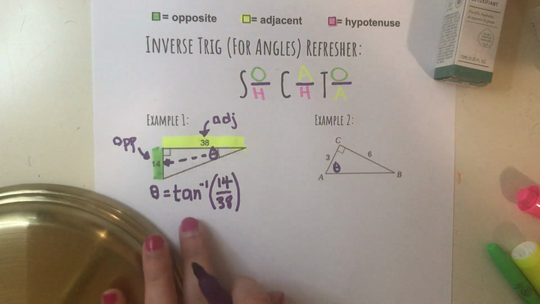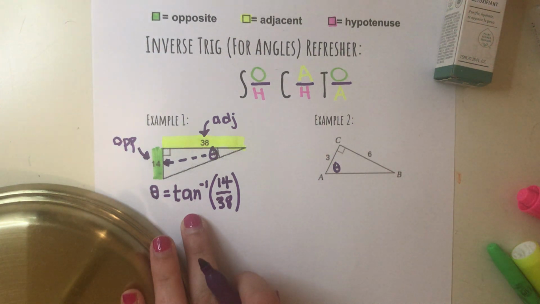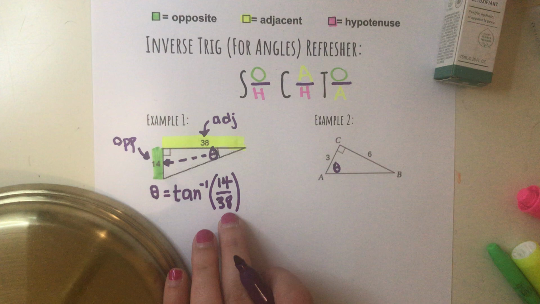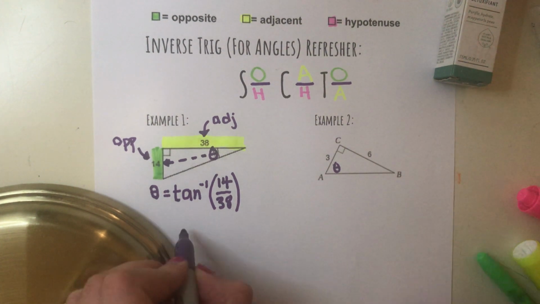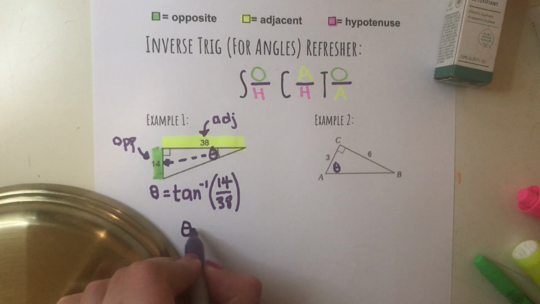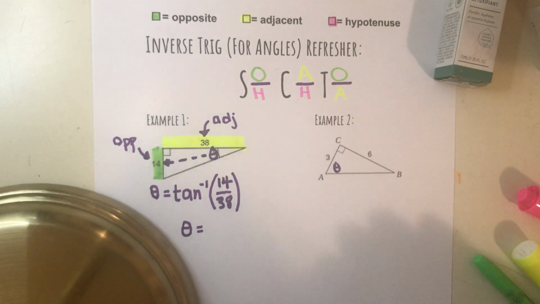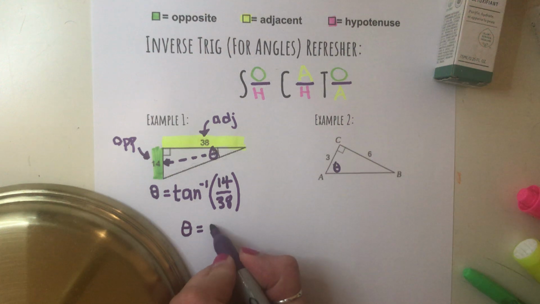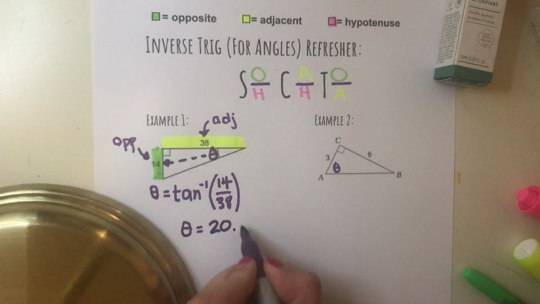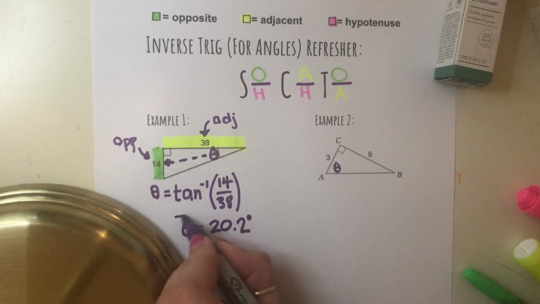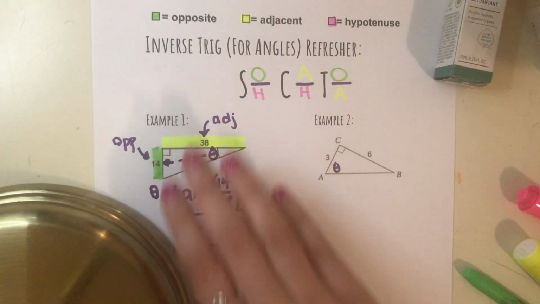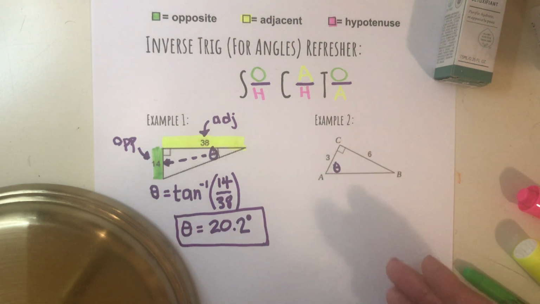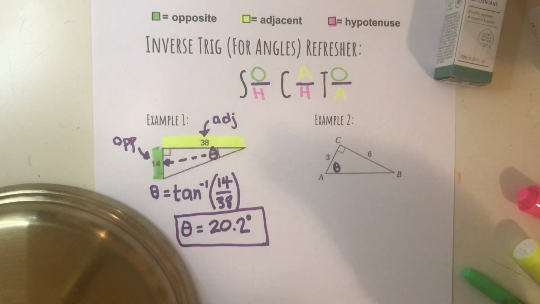Okay, so now I'm going to put inverse tan of 14 divided by 38 into my calculator. And I get that theta is equal to 20.22 degrees. So I will write 20.2 degrees. Okay, that is how I did example 1. And I'm just going to do another example to make sure we're all on the same page.